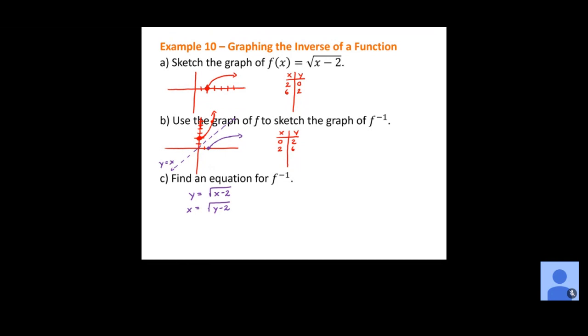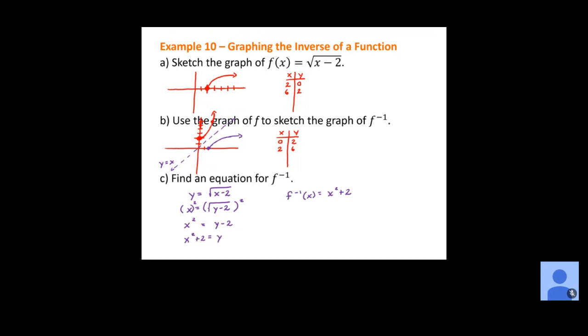And now I've got to solve for y. So what would be our first step here to get y by itself? Square both sides, right? I need to square both sides to get rid of that square root. So that's going to leave us with y minus 2 over here, x squared over here. Then what? Now we can add the 2. Good. So we're left with x squared plus 2 equals y. So our inverse function here is x squared plus 2.